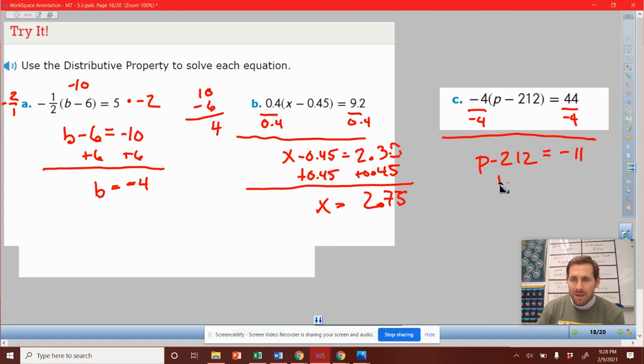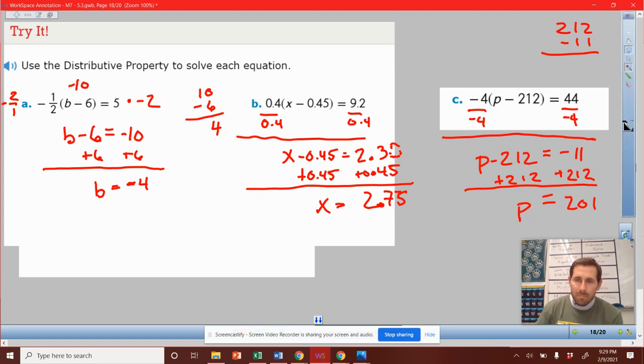Now get p by itself, add 2 1/2. So we've got a positive number, 2 1/2, and a negative number. The positive will win. So we take our larger number and we subtract the smaller number. Just make sure your answer is positive. So 2 1/2 minus 11 is 201. Plug it back in and test it. Okay.